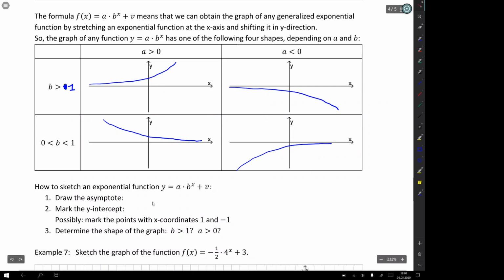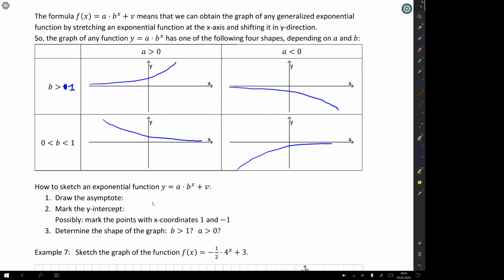Here, if the a is positive, the base is between 0 and 1. We have seen it looks like this. And now if the a, this factor here in front, is negative, we just mirror the graph at the x-axis and we get this shape. And if we mirror this one, we get this shape. And if there is additionally this plus v, this means just that the whole graph is shifted in y direction by v units.